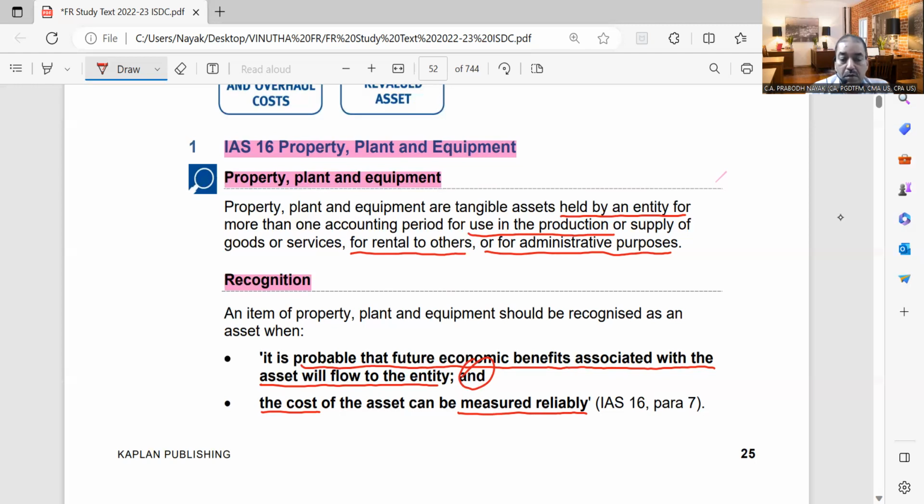Okay. Now, as I told you, every item we will discuss in a particular method, in a particular process. What is the process? I told you we start with the recognition. Then we move on to initial measurement. Initial measurement, once you recognize, means what? Once you have determined to include it in your financial statement, then we'll say at what price, at what cost we are going to show. So that is the initial measurement of the item.